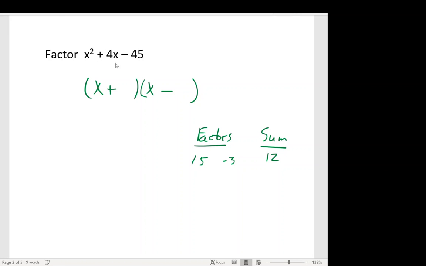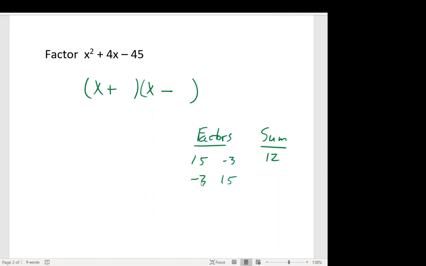But what is your sum supposed to be? It's supposed to be positive 4, so that doesn't work. Well, you could try switching the signs. What if you made it negative 3 and positive 15? That still gives you the negative 45, but what do I do here?